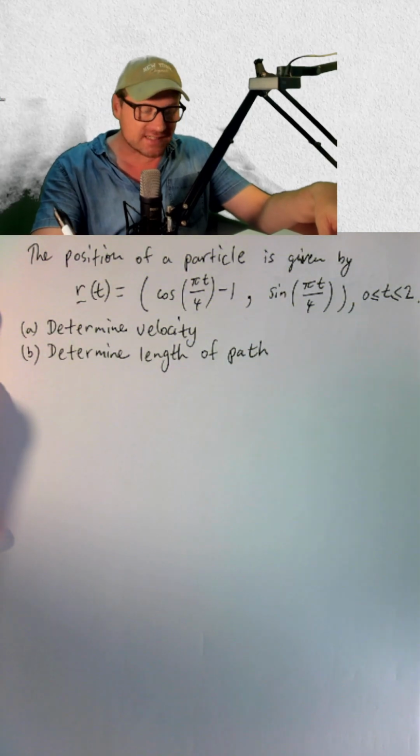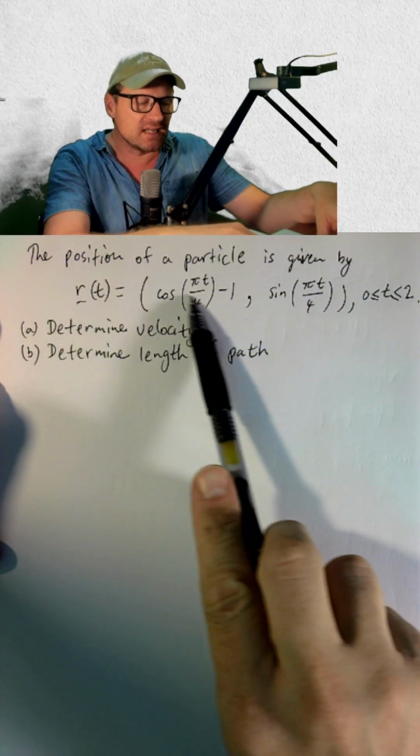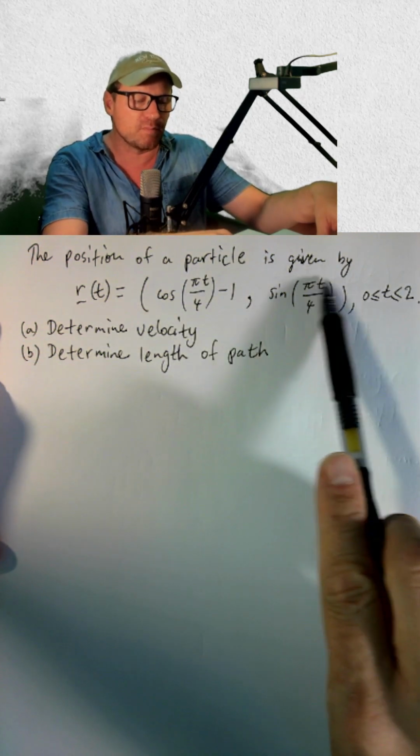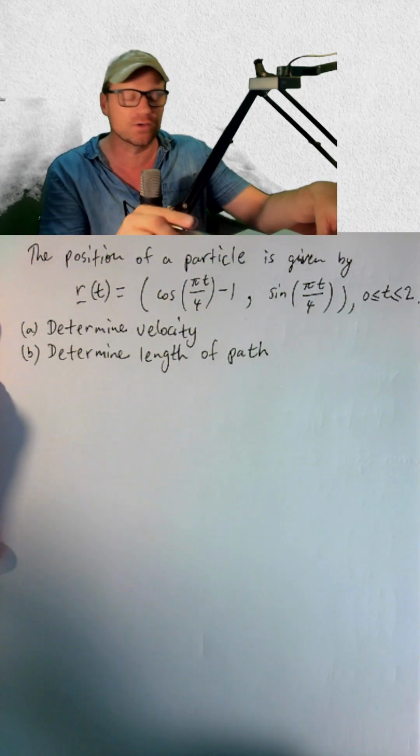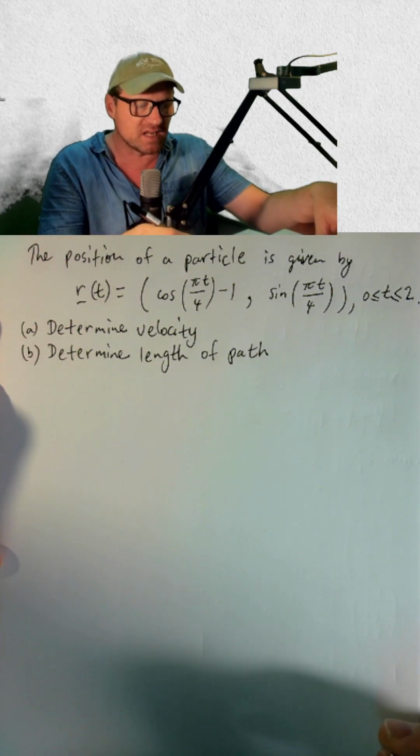Here's a UQ past exam question. The position of a particle is given by the vector r of t equals cos(πt/4) i minus sin(πt/4) j, for t between 0 and 2. Determine the velocity, and determine the length of the path. So let's begin with the velocity.